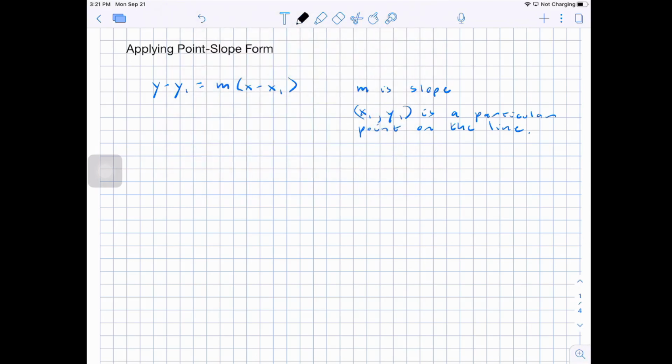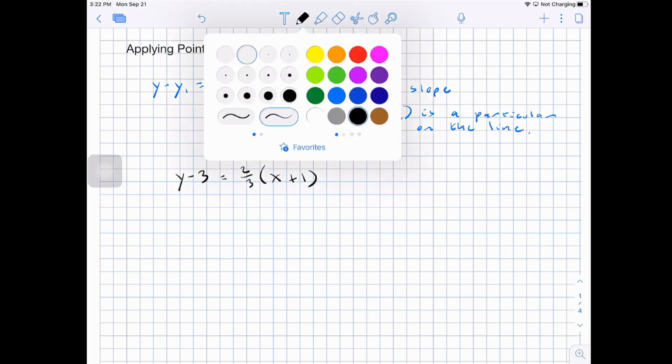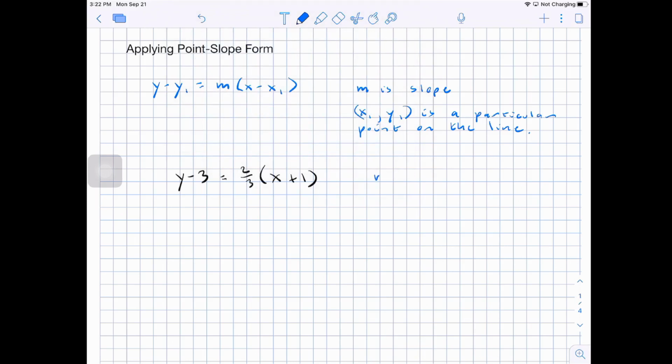So let's say I gave you this equation, y minus 3 equals 2/3 times x plus 1. Okay, so this is in point slope form, so you should be able to look at this and identify the slope and also the particular point. What I see is here we have 2/3, so m is the slope, so the slope is equal to 2/3.